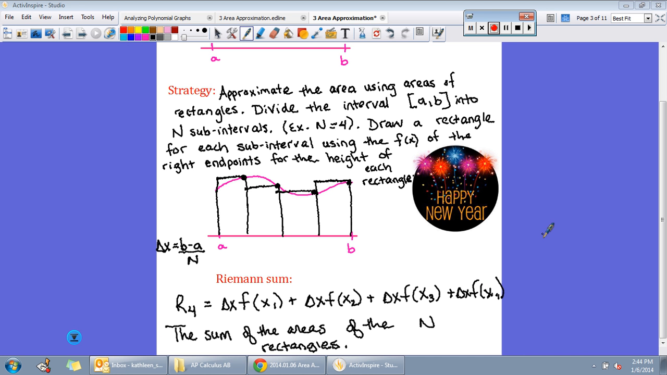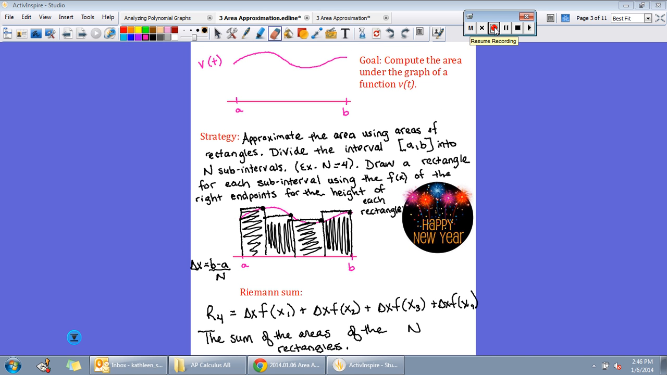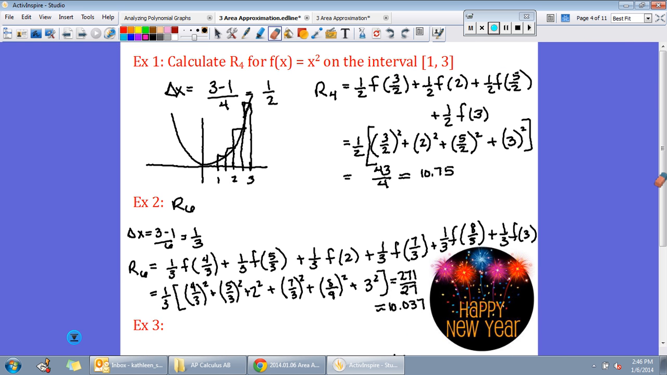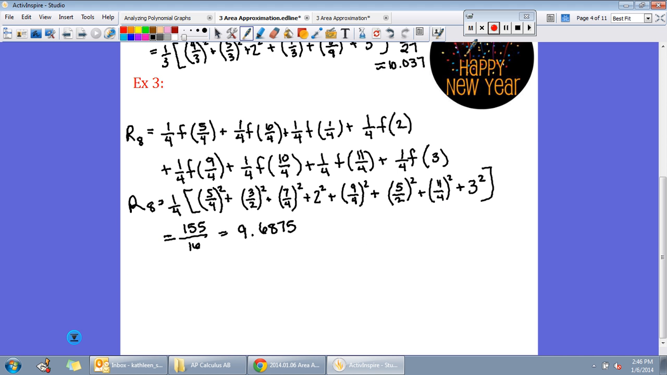The Riemann sum is the sum of all of the areas of the n rectangles, and this is the approximation of the area underneath the curve. In class, we calculated R4 for f of x equals x squared on the interval from 1 to 3, and we calculated R6. Now I'm going to go through how to calculate R8.